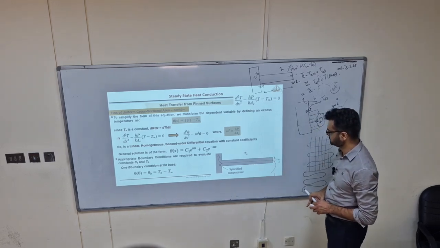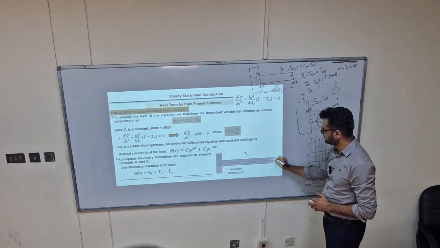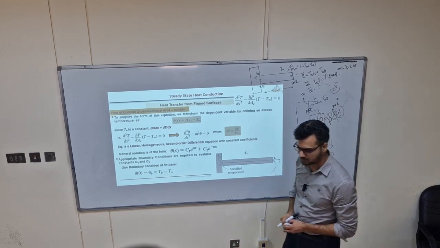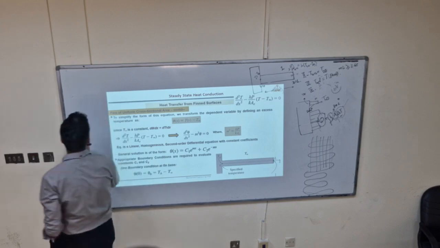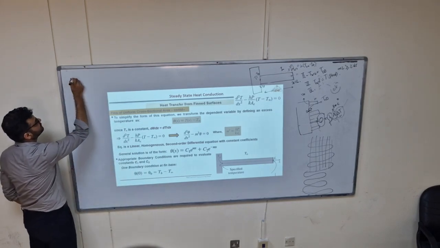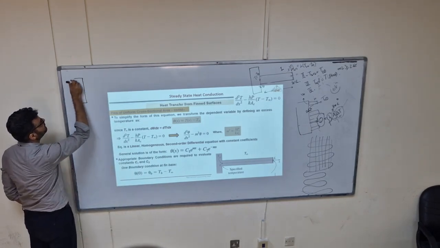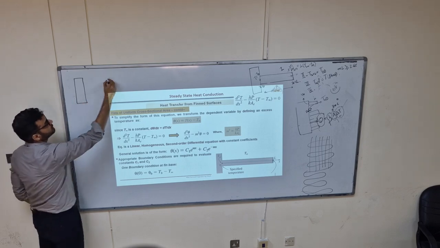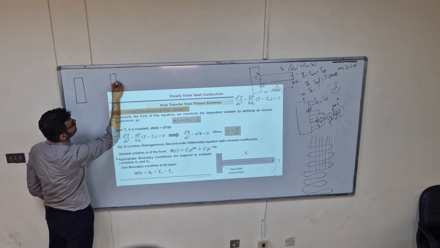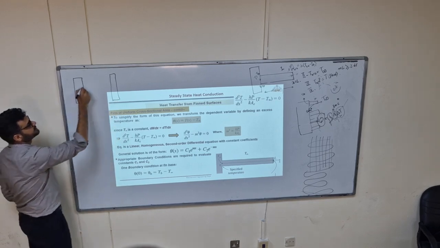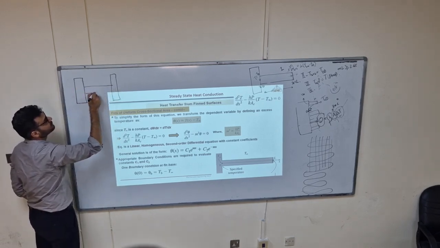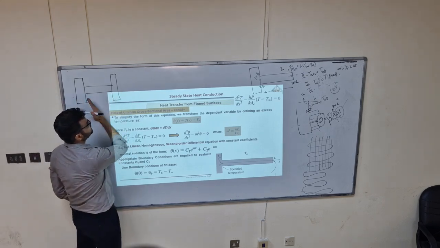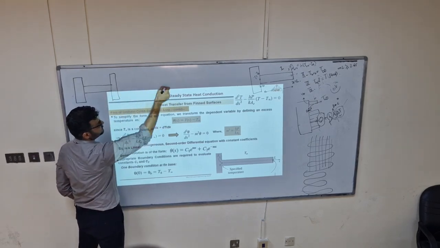Fourth possibility is if the tip is insulated. What does this mean? For example, this is a wall or a pipe. This is another wall. And this is the fin. There is a wall or pipes and such fins are attached.